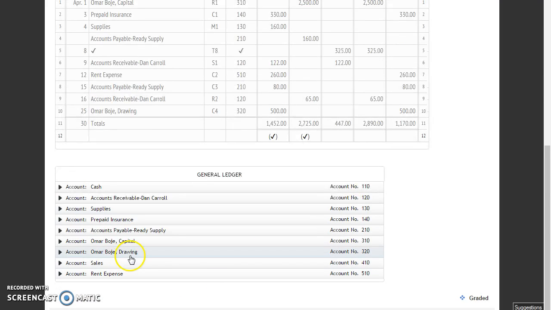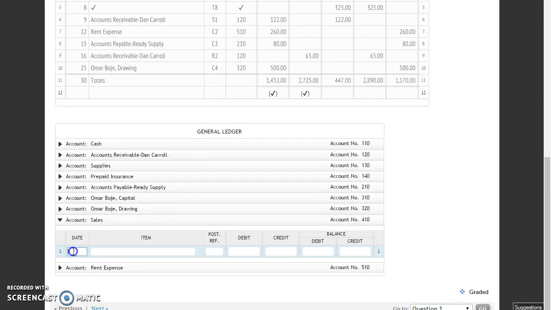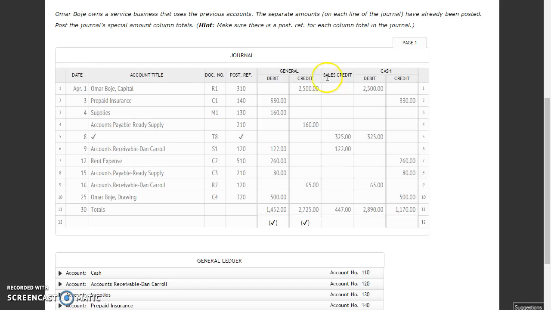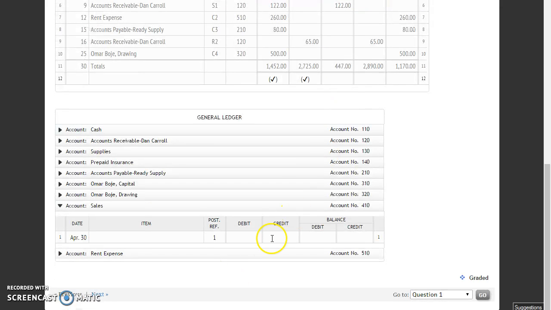So I'm going to go down and open up sales. The date that I'm going to use is the date that was used for the totals date, which in this instance is April 30th. So I'm going to put in April 30th. I'm still working with journal page 1, like I was in 4-2. And my total credit, and the reason I know it's a credit is because that's what the column is, it's a sales credit column. So my total credit was $447.